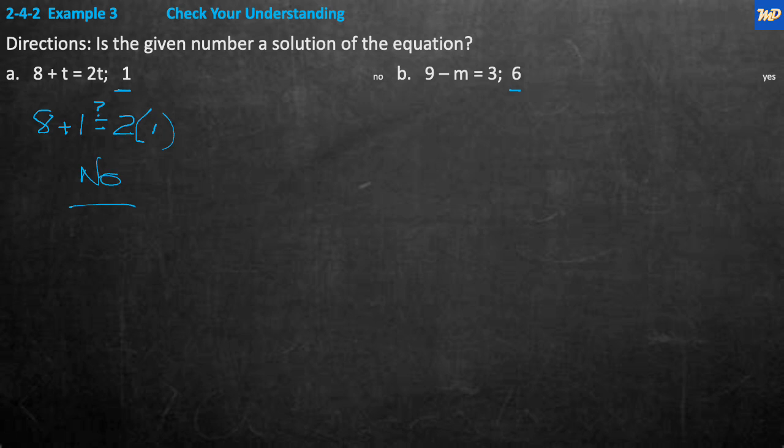How about B? It says 9 minus m, and it says substitute 6 for m. So we're going to substitute a 6 for the m. So 9 minus 6 is equal to 3. Is 9 minus 6 equal to 3? Put a little question mark. Is it? Right there. And the answer is yes. 9 minus 6 is 3.